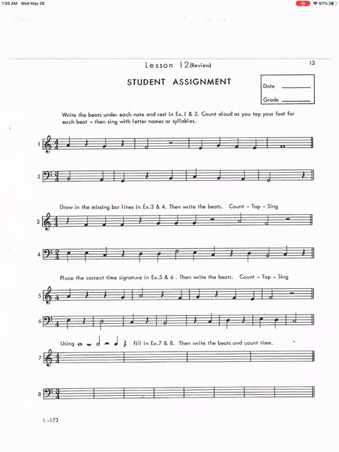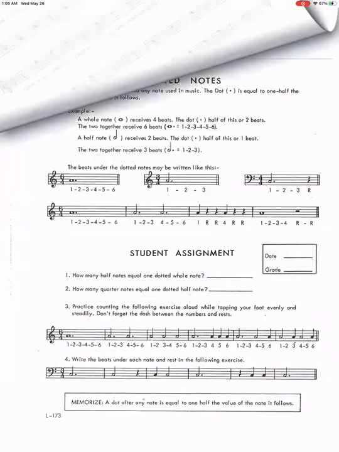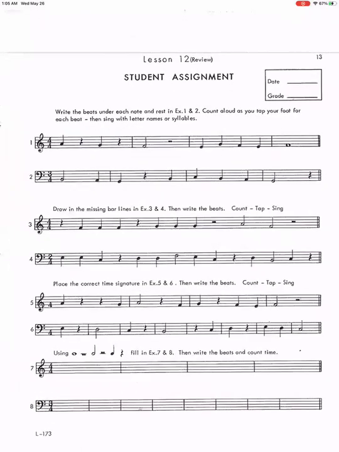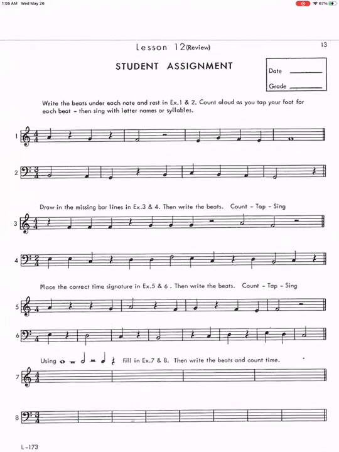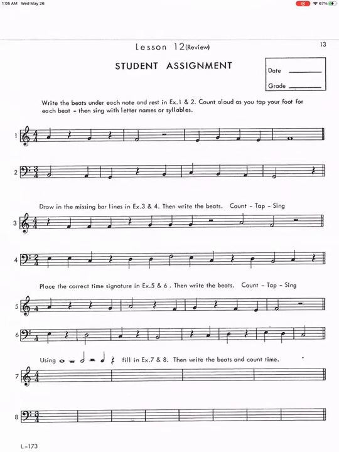Lesson 12, it's a review page. So I strongly encourage you to finish it before you check the answers with me. All right, so here we go.